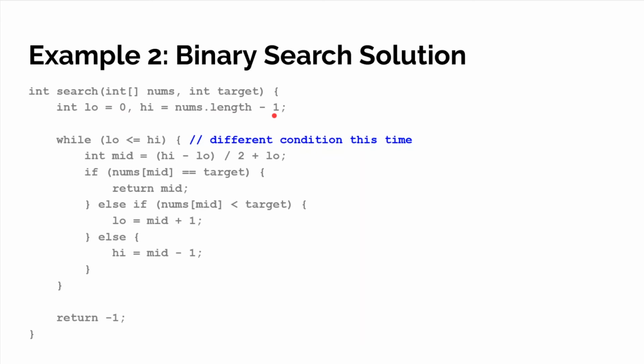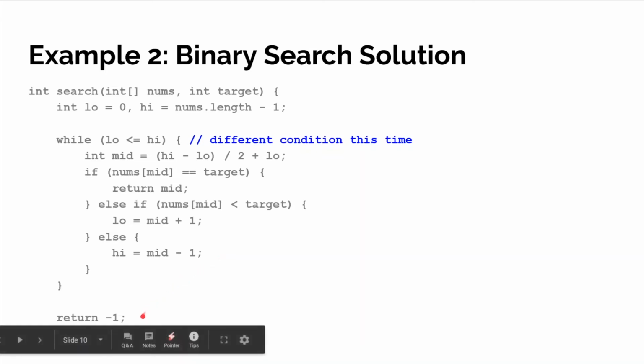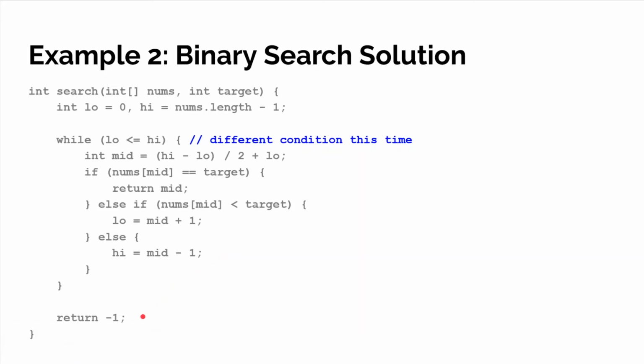And while low is less than or equal to high, right? This is going to be a different condition, because we know that if low is greater than high, that means our bounds have broken, and the number is not going to be in the list. So again, we do the same thing. Mid is between low and high, and if nums[mid] is equal to target, return mid, etc. We just do the exact same thing as before. The only difference is that we will return -1, right? The number is not in the list if low is greater than high.